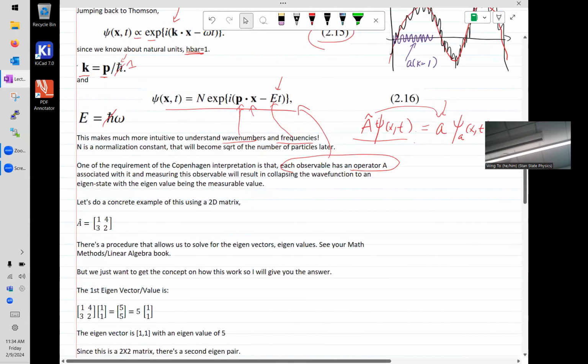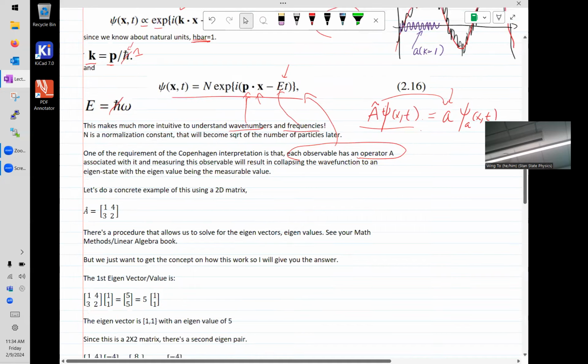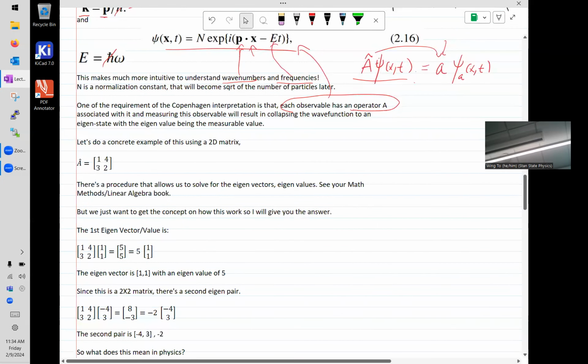So what the hell is this eigen stuff that you're talking about? Okay. Eigen in German actually means one's own, like oneself. But we don't have to learn German to figure out how this works. So what I'm going to do is give you a concrete two-dimensional example of how eigenvalue and eigenvector actually work.